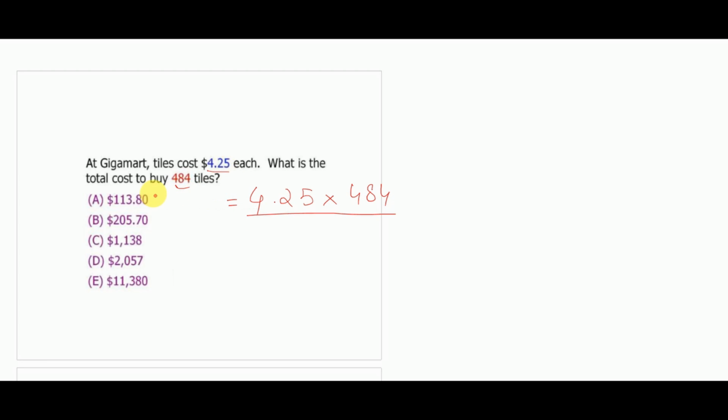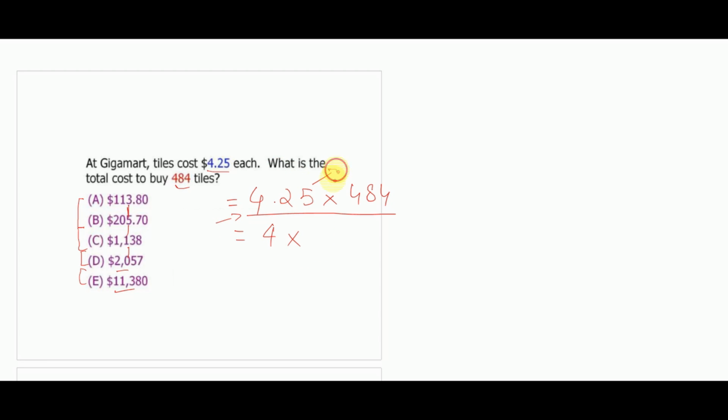So to do that, once again, the first thing is estimation, which is very important. The first thing that you should notice is that the gaps between all the options are once again pretty large. There's a pretty huge difference between 113 and 205. The same goes for 205 and 1100, for 1100 and 2000, and 2000 and 11,000. So there are huge gaps between these numbers. If you moderately reduce or increase these numbers, it's not going to impact the final result so much. So you can see that we can reduce this number to 4.